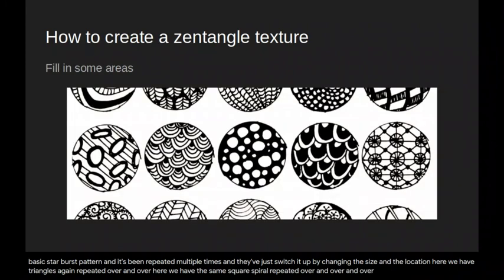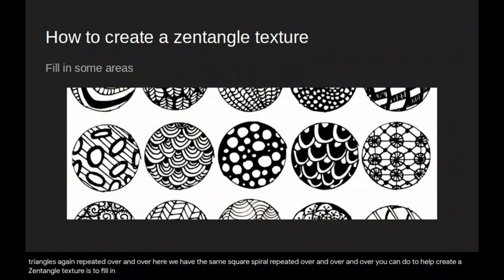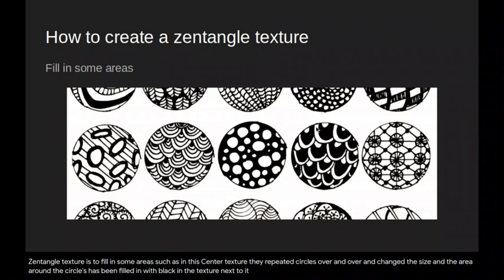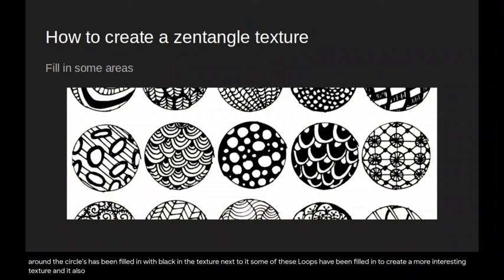Another thing we can do to help create a Zentangle texture is to fill in some areas, such as in this center texture. They've repeated circles over and over and changed the size, and the area around the circles has been filled in with black. In the texture next to it, some of these loops have been filled in to create a more interesting texture, and it also gives the appearance of a darker texture.